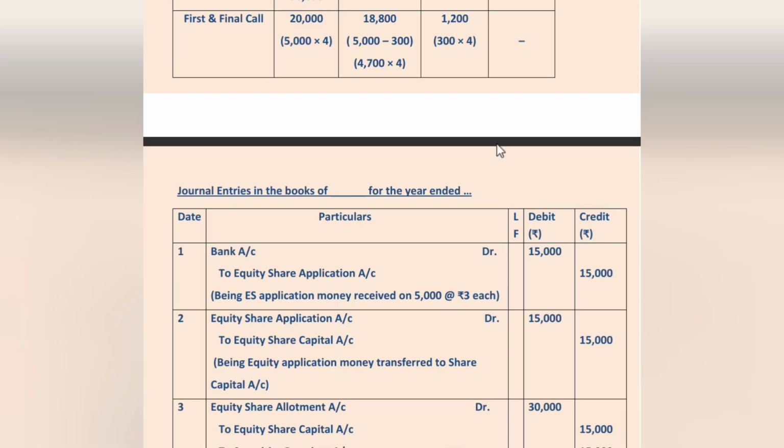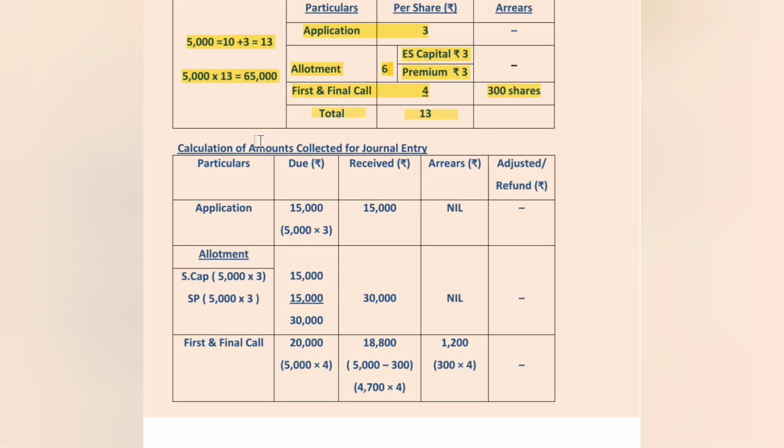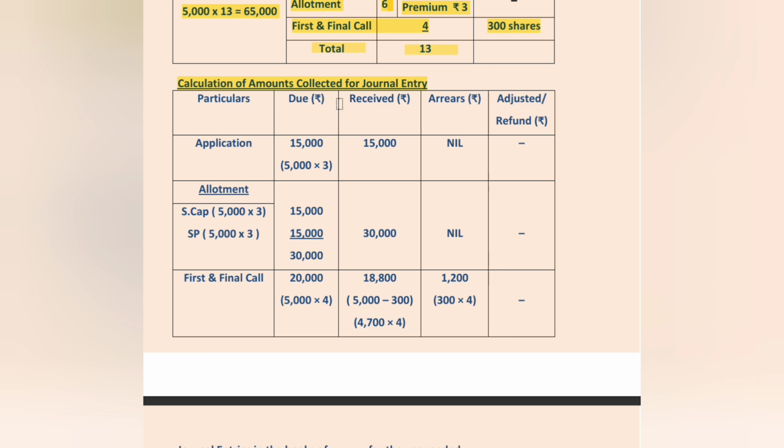For simplification of amounts in the journal entry, we are now preparing this table: calculation of amount collected for journal entry. This is the table. As it is, the particulars are due, received, arrears, and adjusted or refund entries in the table.